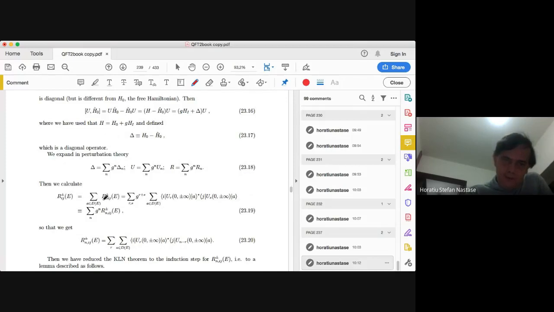Now, this is expanded in perturbation theory in orders of G. But this R plus-minus Aij was a sum itself over matrix elements of U, and I expanded U in orders of G, then its matrix elements also in orders of G. So here I have U expanded to order R, and here I have U expanded to order S. So the total order is now G to the power R plus S, and I call this R plus S, I call it N.